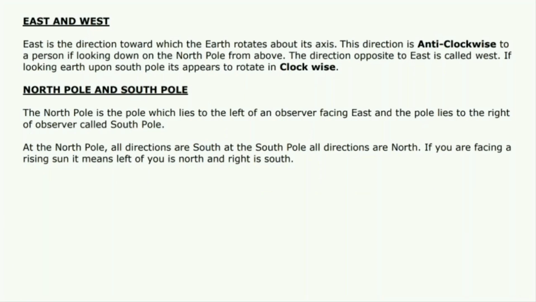North Pole and South Pole. The North Pole is the pole which lies to the left of an observer facing east, and the pole which lies to the right of the observer is called the South Pole. At the North Pole, all directions are south. Very important. At the South Pole, all directions are north. If you are facing the rising sun, it means left of you is north and right is south.